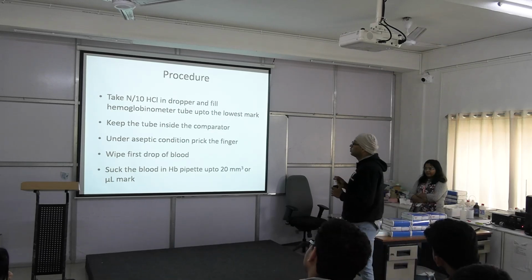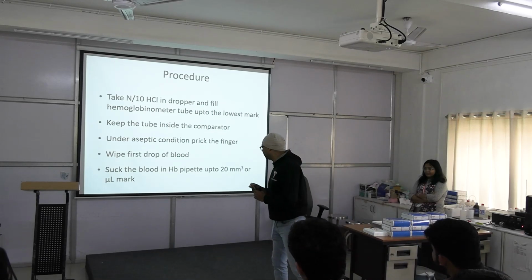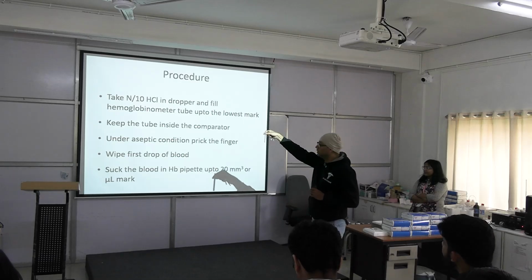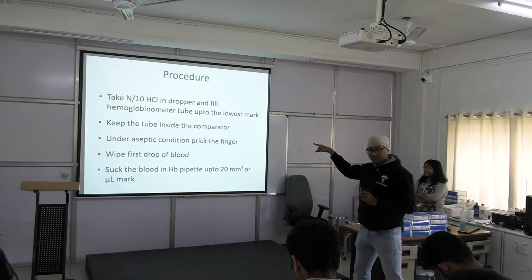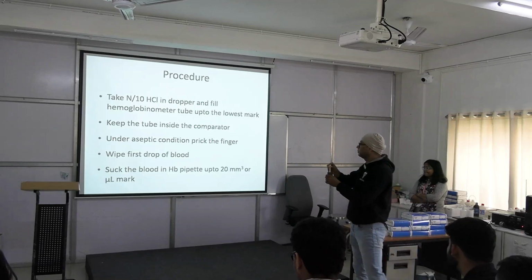Now read it out. So take N/10 HCl in a dropper and fill the hemoglobinometer tube up to the lowest mark, that is 2 gram per dl. Keep the tube inside the comparator. Okay, now I will keep this inside the comparator.